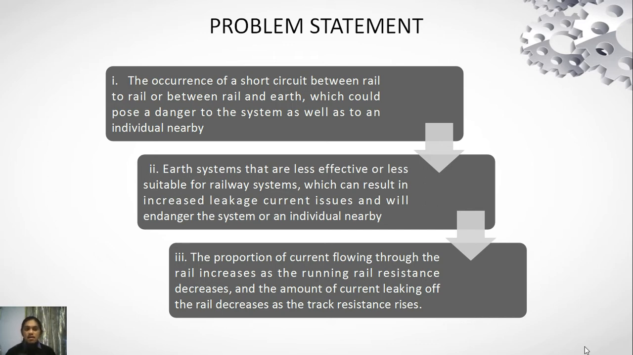First, the occurrence of a short circuit between rail to rail or between rail and earth, which poses a danger to the system as well as to individuals. Second, adding earth systems that are less effective or less suitable for the railway system, which can result in increased leakage current issues and will endanger the system and individuals. And third, the proportion of current flowing through the rail increases as the running rail resistance decreases, and the amount of current leakage of the rail decreases as the track resistance rises.